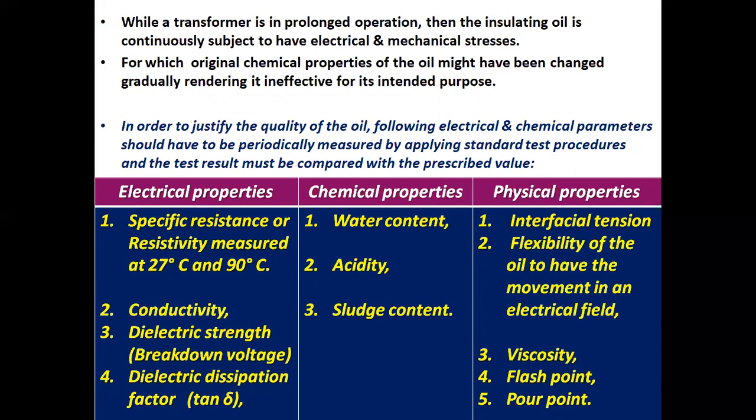In order to justify the quality of the oil, the following electrical and chemical properties should be periodically measured by applying standard test procedures, and the test results must be compared with the prescribed values. One, electrical properties: specific resistance or resistivity measured at 27 degrees centigrade and 90 degrees centigrade. Number two, conductivity. Number three, dielectric strength, that is breakdown voltage. Number four, dielectric dissipation factor, that is tan delta.